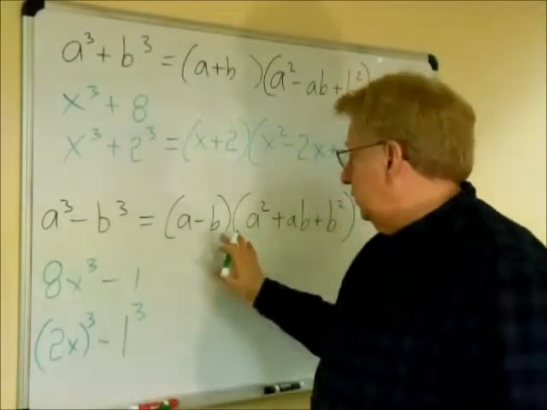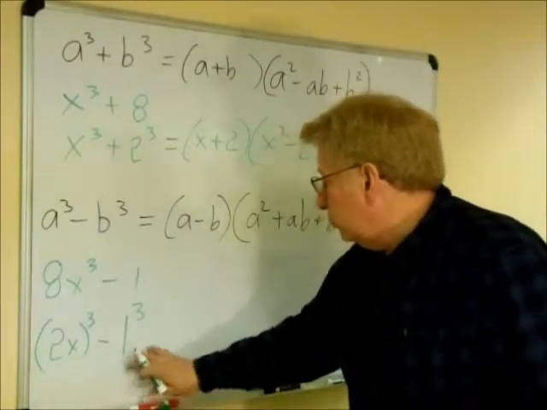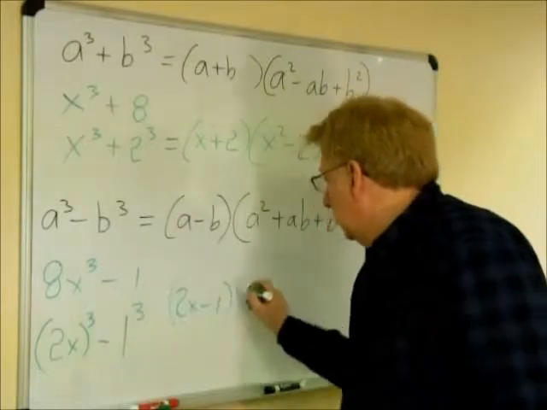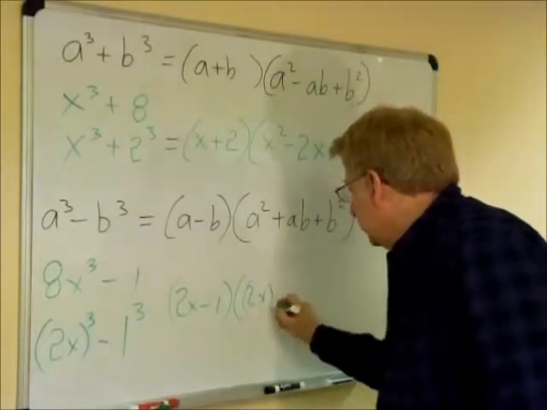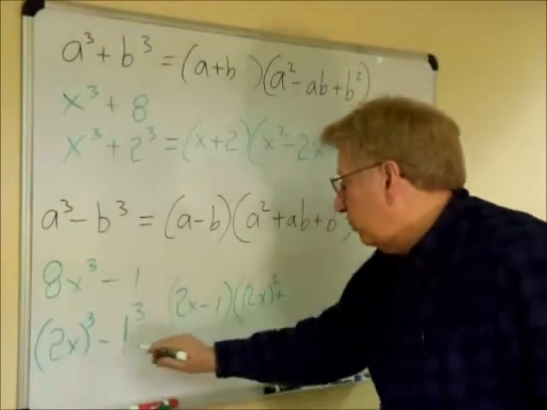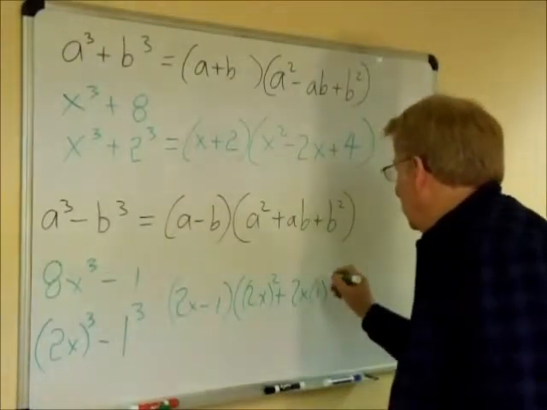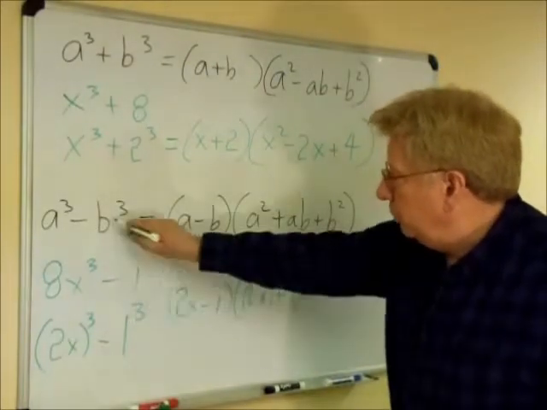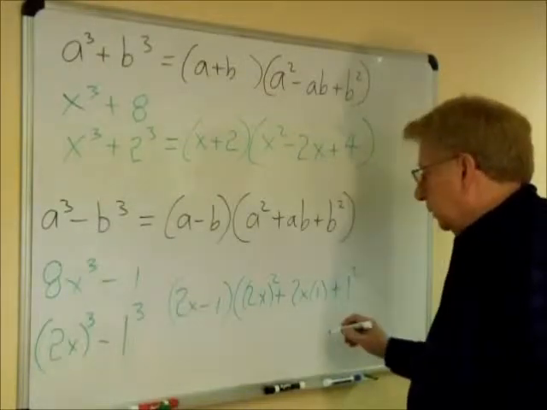Now we just fit this into this pattern. So we have a minus b, which would be 2x minus 1, times a squared, which would be 2x, the quantity squared, plus the product of a and b, which would be 2x times 1, plus b squared. Well, 1 is similar to b in this case, so we'd say plus 1 squared.